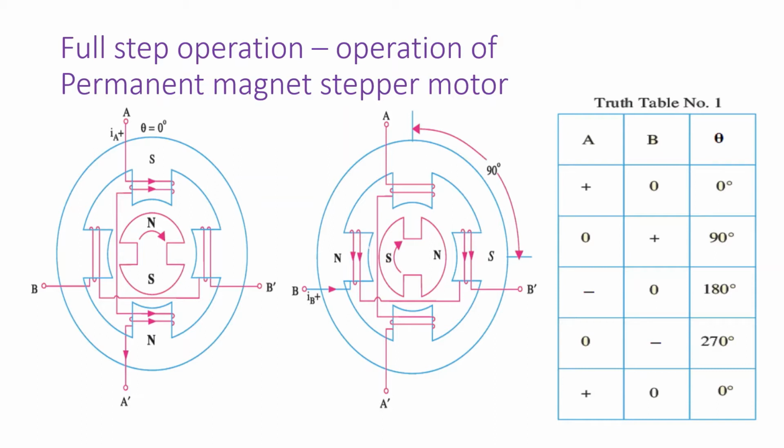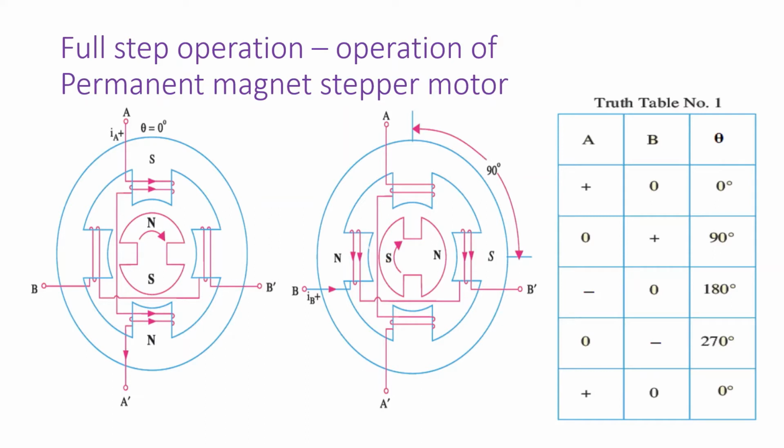Here we can see the two coils, coil A dash and B dash. Here A dash, the coil is connected in series, and B dash also connected in series. So this is the truth table. In this order we are going to excite the coils.